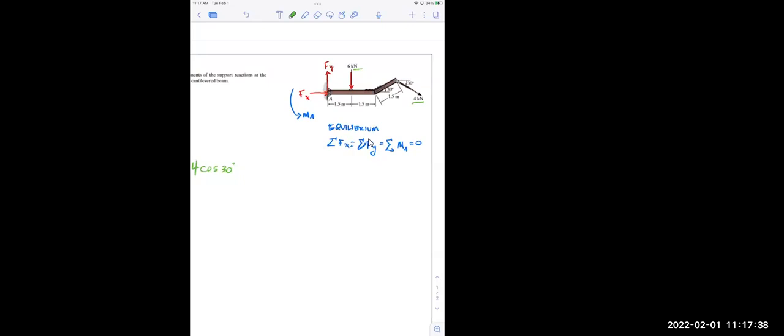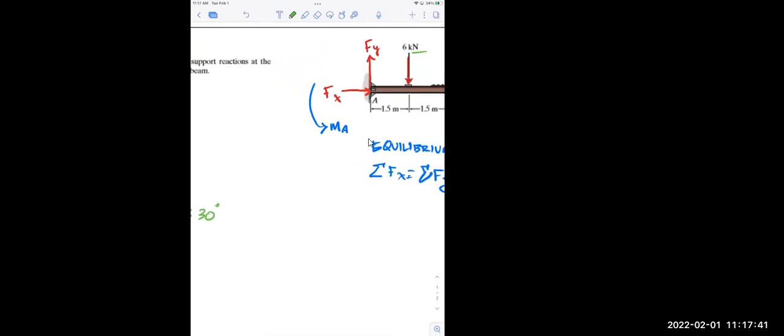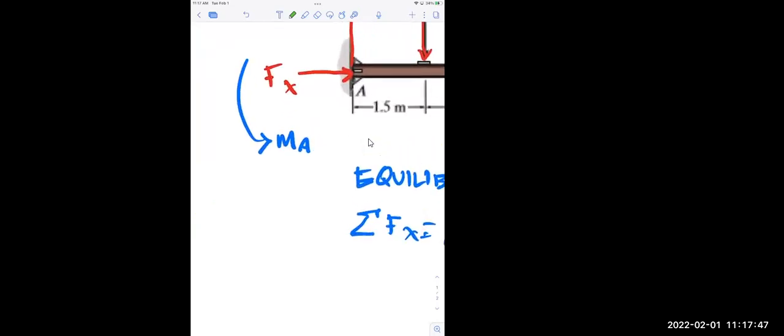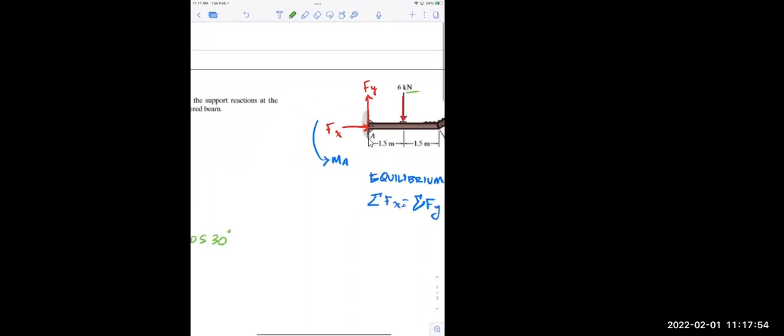Does it make sense then that my force of X is drawn in the wrong direction, given that this whole beam is being pulled to the right? I could come back and change that and say clearly force of X is actually going to the left, or I could just continue and let the chips fall where they may. I see it's aiming to the right, so the sum of forces in X equals 0. If I solve for the force of X by subtracting 4 cosine of 30 over to the other side, let's see. I'm in degree mode. 4 cosine of 30 is 3.46.